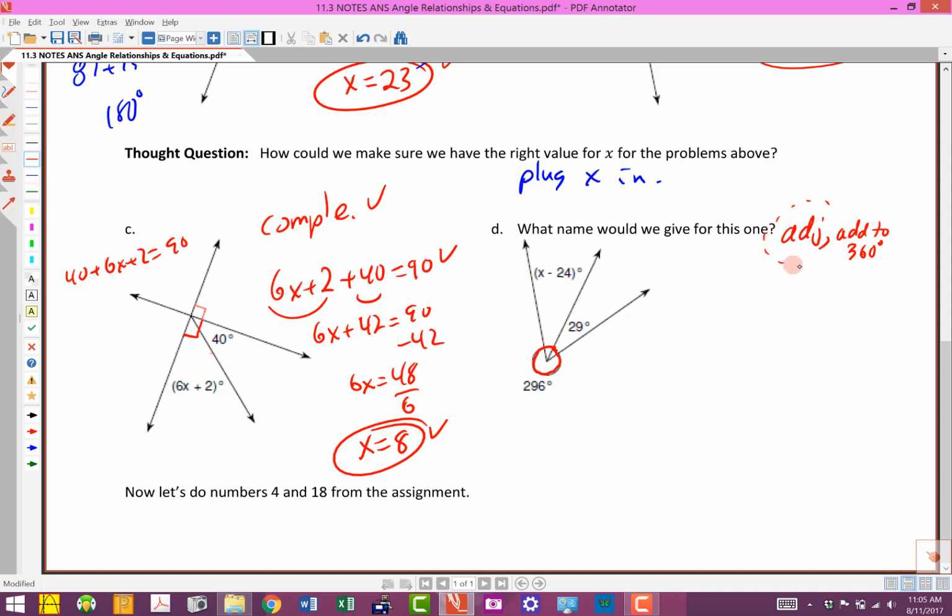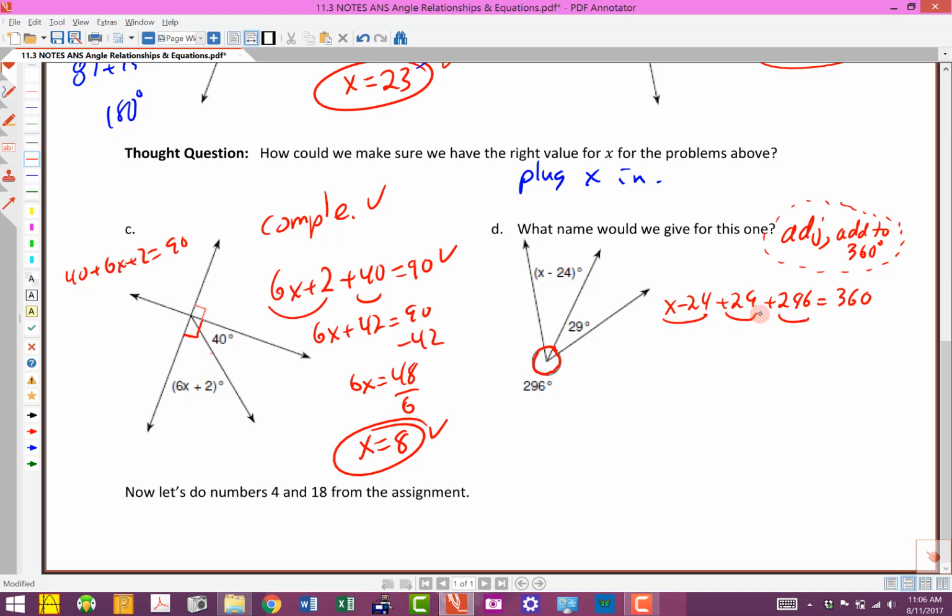So I want that entire thing as you're going through there, because that's really the usefulness of adjacent angles at this point. So we're going to leave it like that, and then we're going to write an equation. Now again, be smart about this. I'm going to write the x minus 24 first, then the plus 29, and then the plus 296. There's the first one, the second one, the third one. If we add the three of those together, we end up with 360 degrees altogether.